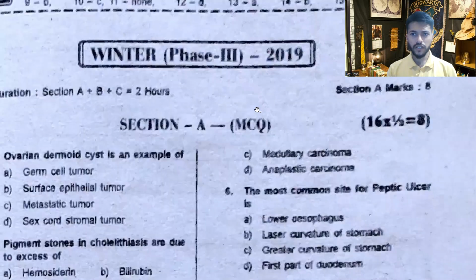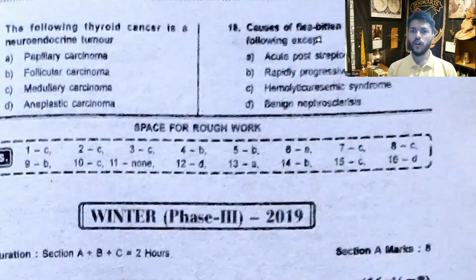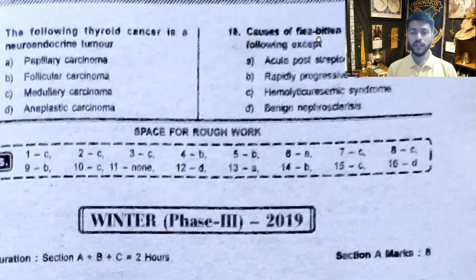So the first question is, causes of flea bitten kidney are all except. Now I've mentioned it again. Flea-bitten kidney, all infectious causes. Post-streptococcal glomerulonephritis, yes. RPGN, yes. Hemolytic uremic syndrome, yes. Henoch-Schönlein purpura will also be there. Benign nephrosclerosis, no. Nephrosclerosis will have small contracted kidney. So the answer is D.